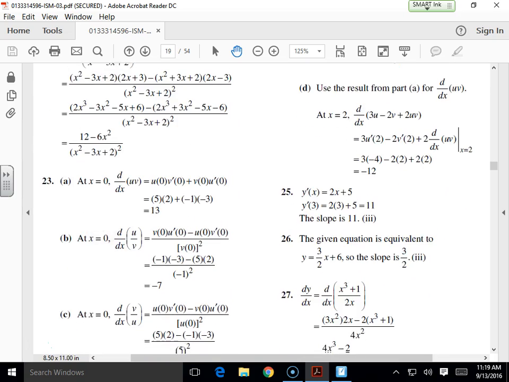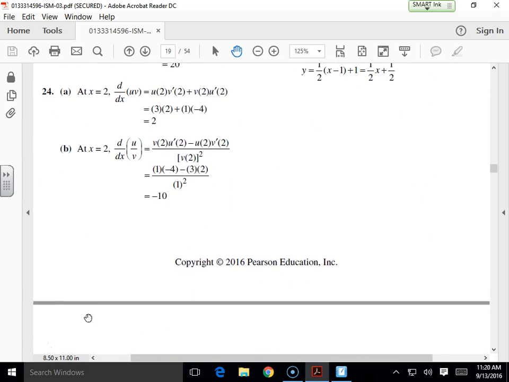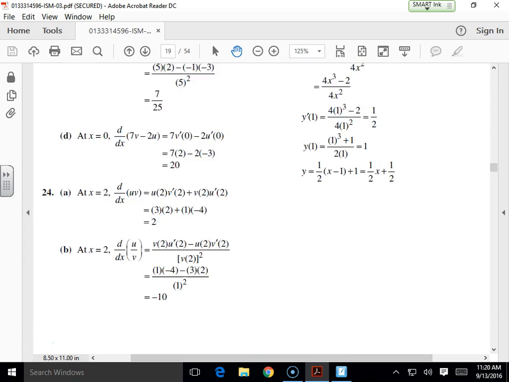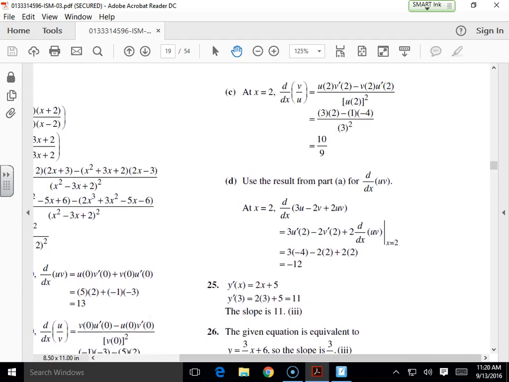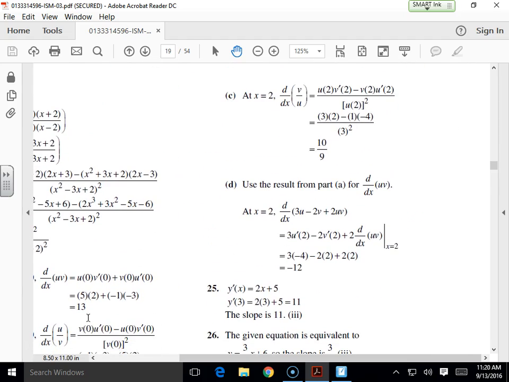24: A, B, C, and D. A is 2. B is negative 10. Hold on, correct it first, then we'll go back. Try to put an X through your incorrect answer and put the right one. C is 10/9. And D, I thought D was a trick question. Negative 12.